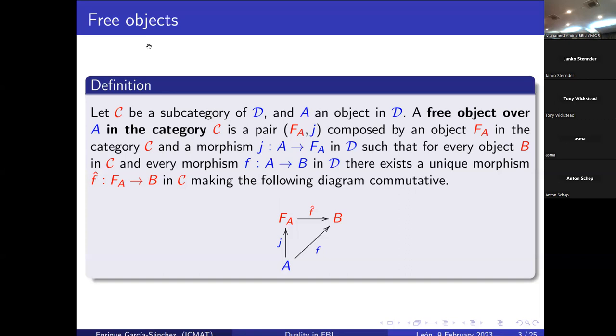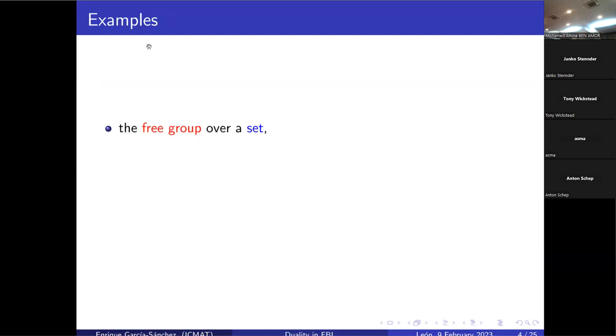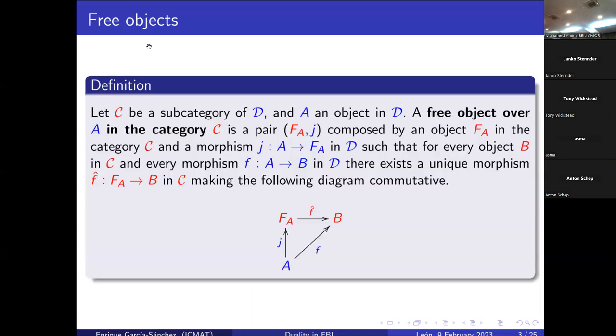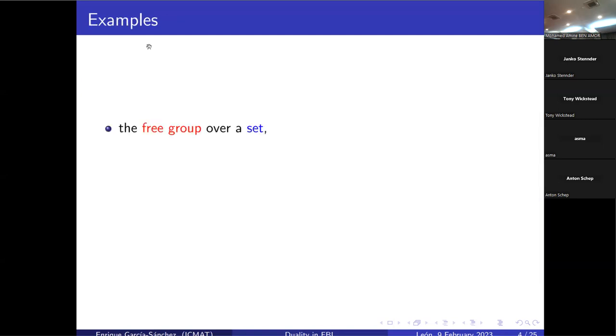So take, for example, a free group over a set. Here, given a certain set, we will get a free group over this set, such that any application from the set into a group will extend to a group morphism. Okay, so we go back. This will just be an application from the set into the group, and this will be a group morphism. So we are gaining some new property, we are gaining regularity, if you want, in this extension. So as I said, an example is free groups.